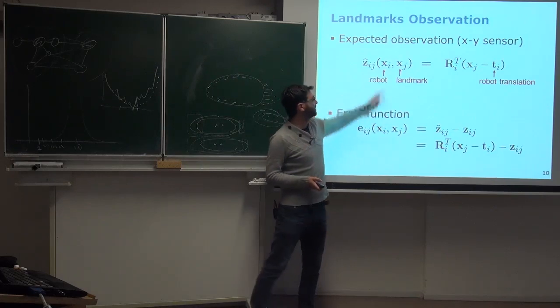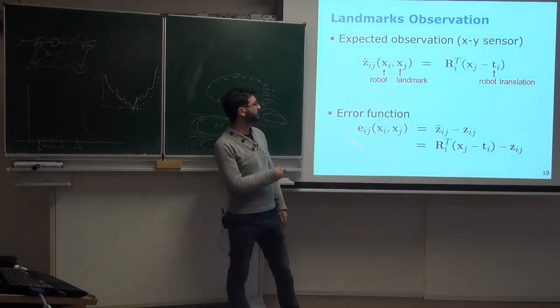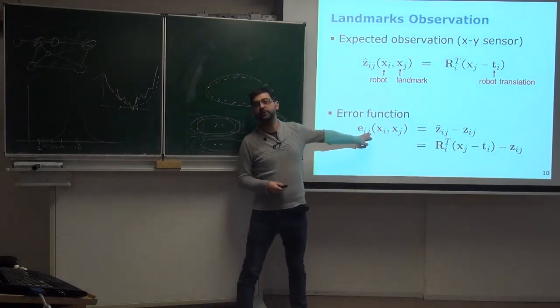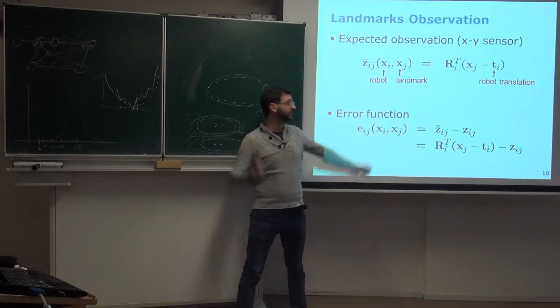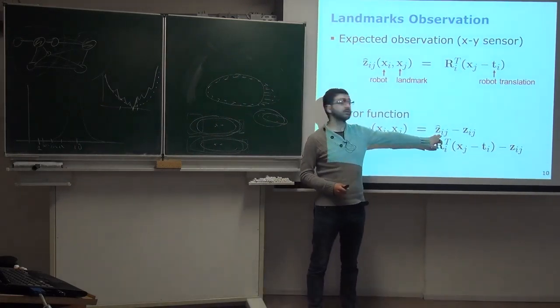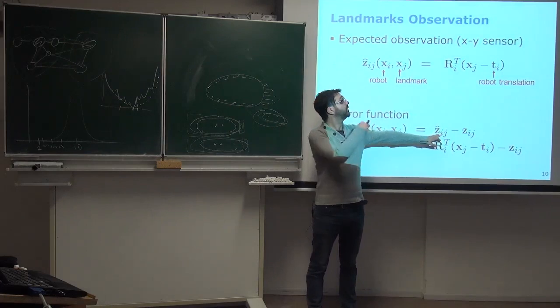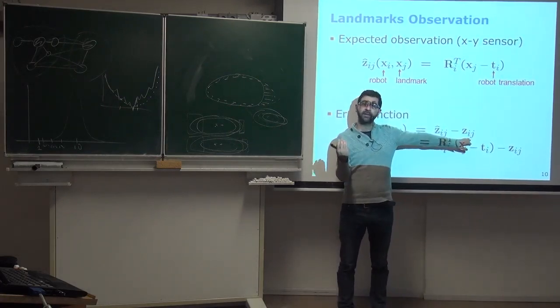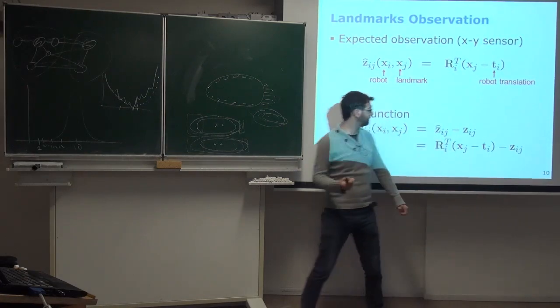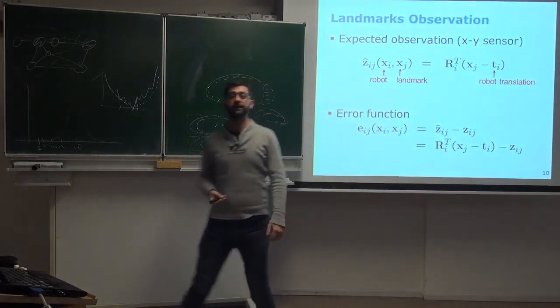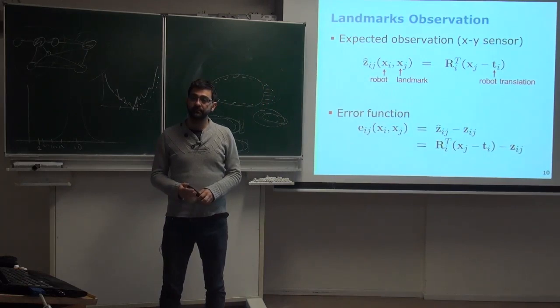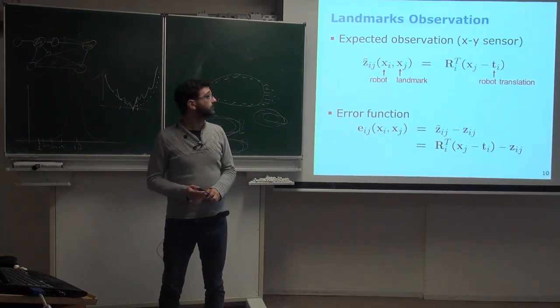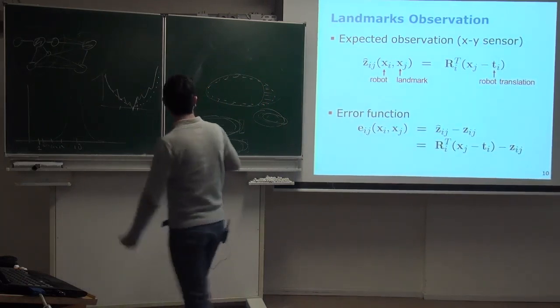Again, once we have these predicted measurements, we can find out the error function for this specific measurement. We take our expected measurement z hat, which is the one we compute up there. We take the real measurement, the one we take directly from our sensor, and then we take the difference. So what's actually the robot translation? That will be the x and y of the robot.